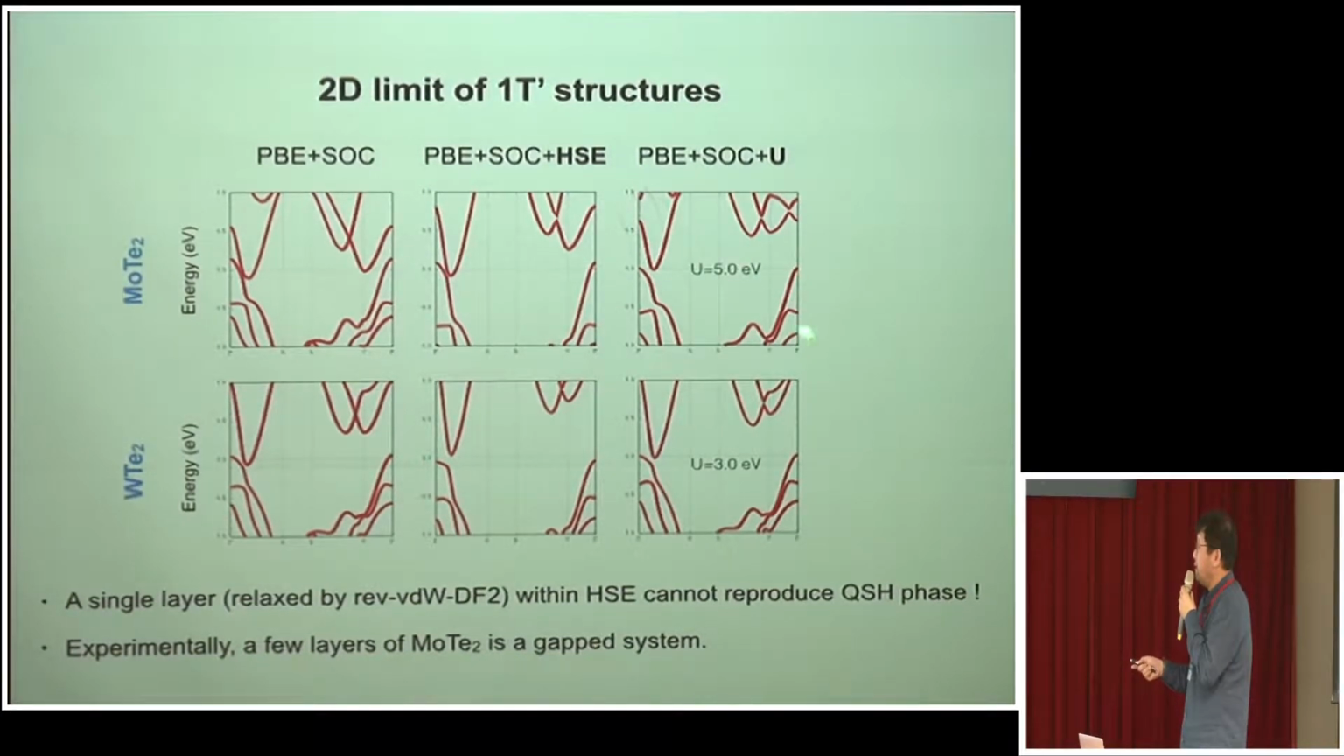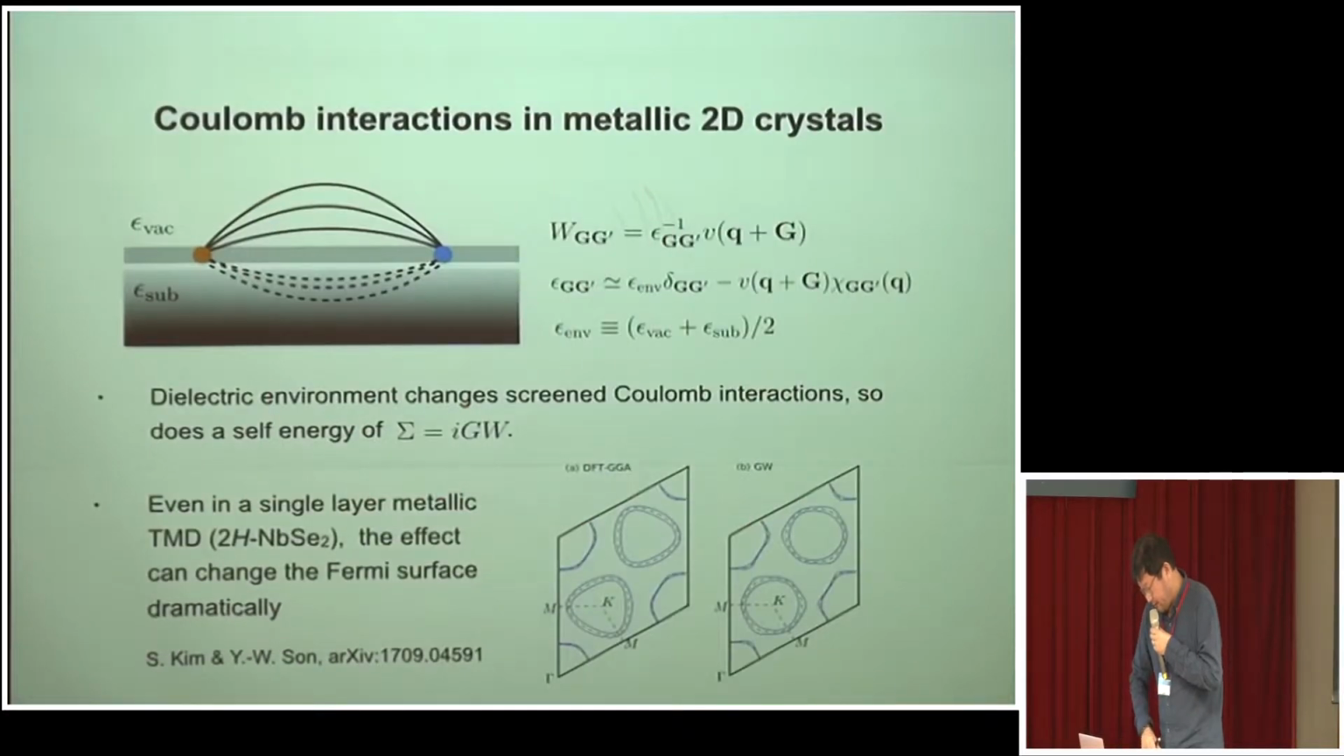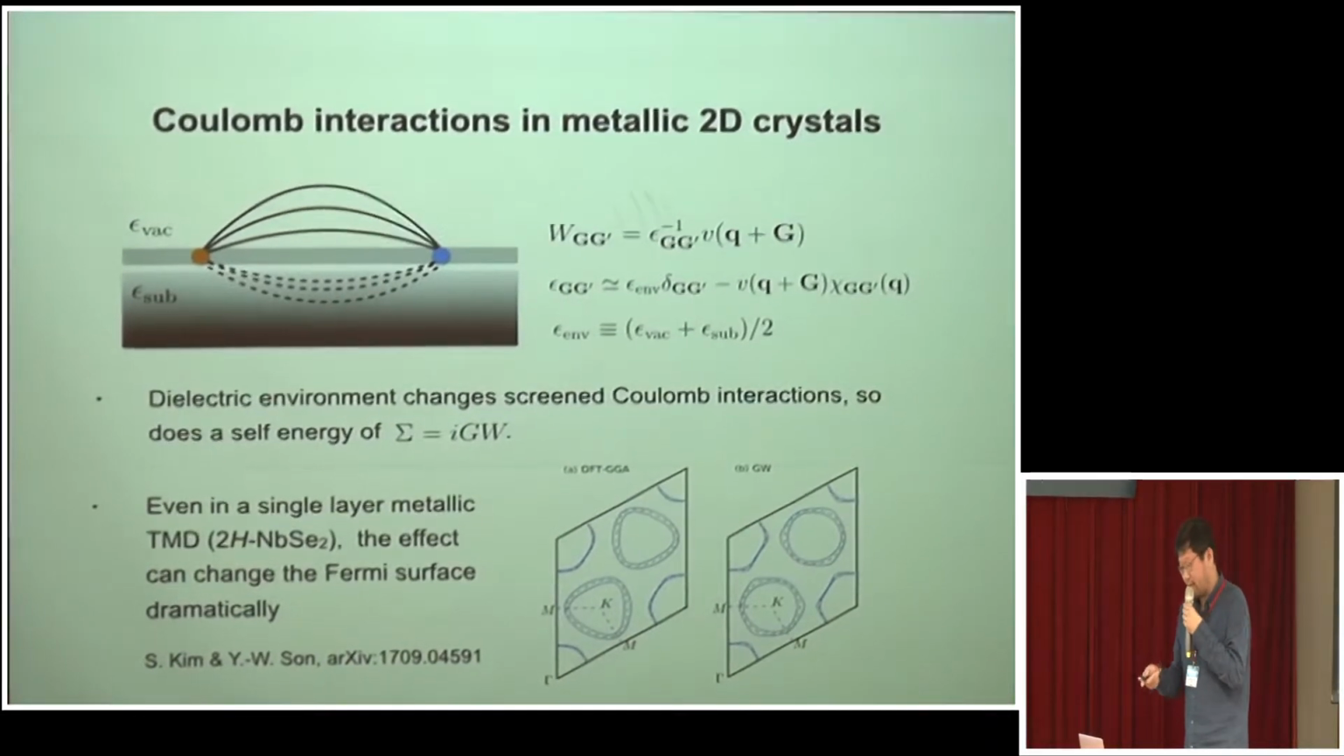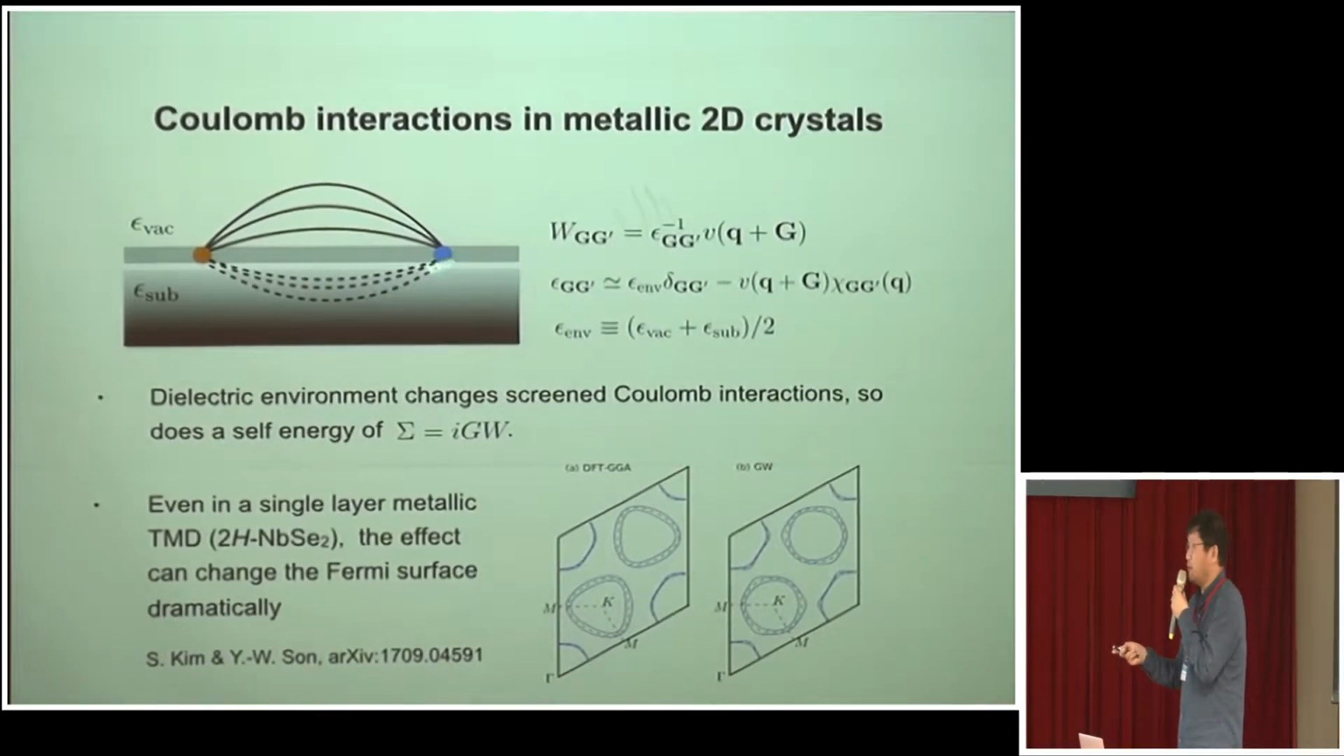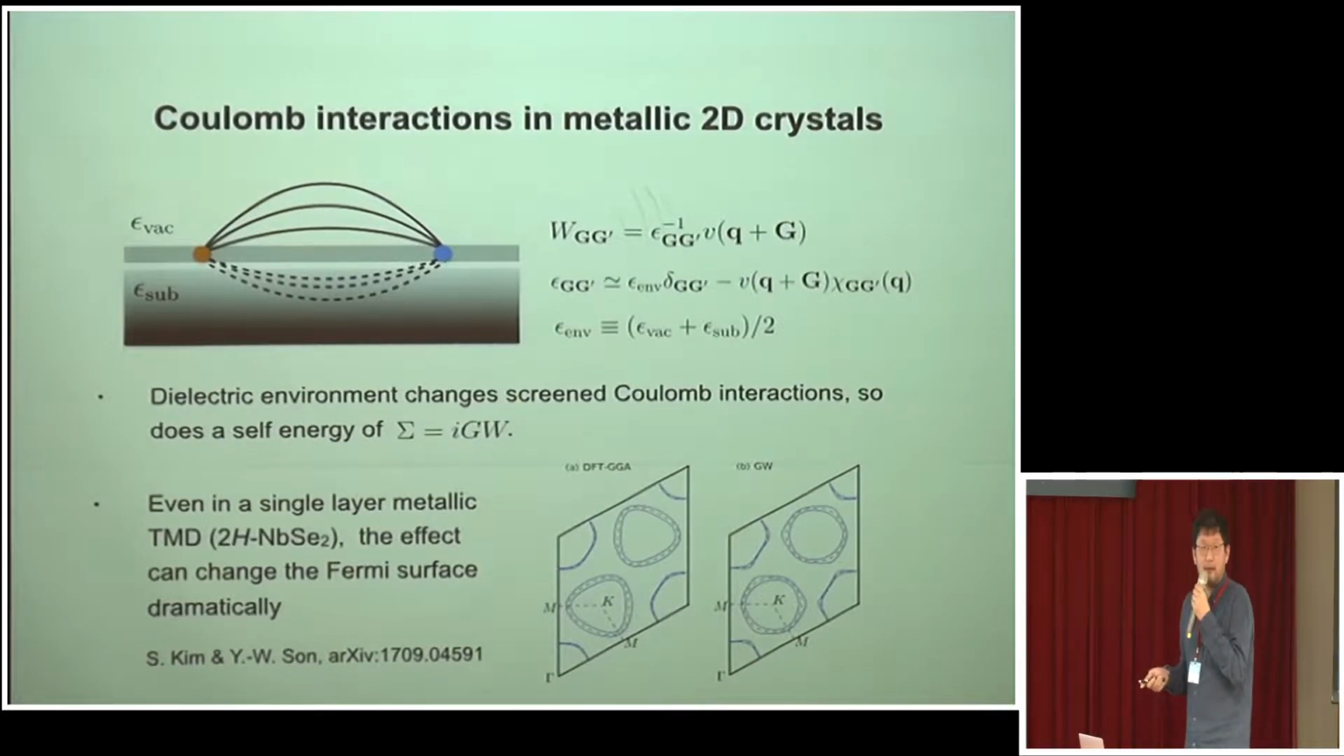Even if you put a very high U, molybdenum ditelluride is very hard to reproduce the experimental results. And tungsten ditelluride is okay. So this is quite important, as Antonio and other speakers also emphasized: in the 2D crystal, if you put the crystal on top of a substrate, there are many interactions that occur outside of the substrate without any screening or partial screening of the substrate.